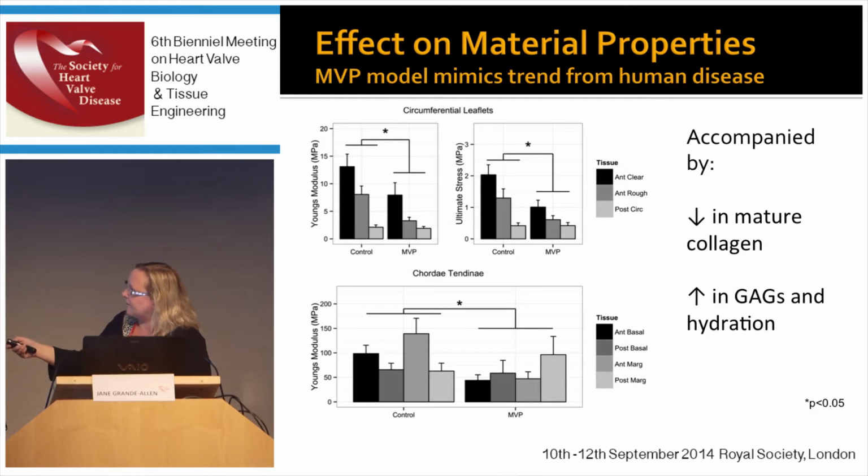So the leaflets show increased stiffness and ultimate stress, and also a reduction in extensibility of the leaflets. And this is accompanied by a reduction in collagen that we show using a stain called Picrosirius, and an increase in GAGs and hydration that we measure biochemically.